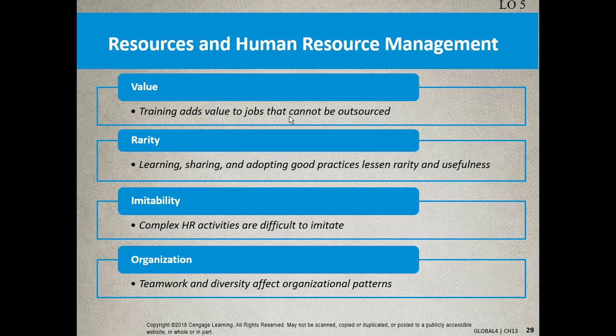The rarity: learning, sharing, adopting good practices lessen rarity and usefulness. Imitability, or ideally inimitability, which is, again, the original VRIO. Complex human resources are difficult to imitate. This is where I feel like, for inimitability, I always want to go back to the tacit knowledge. Remember that one? Tacit versus explicit knowledge. We talked about it before. Tacit knowledge is that thing that's extremely difficult to pass on.